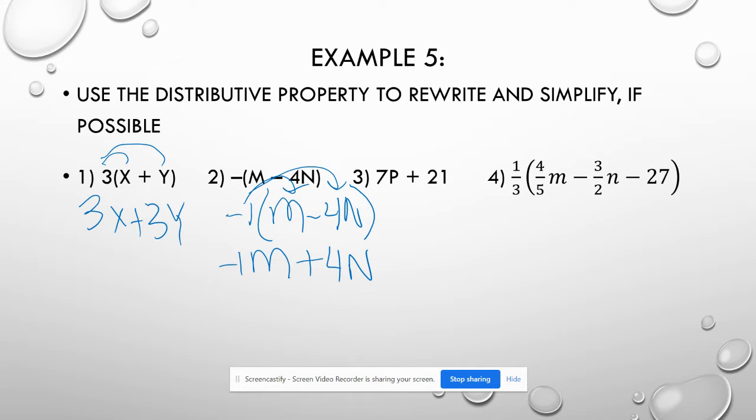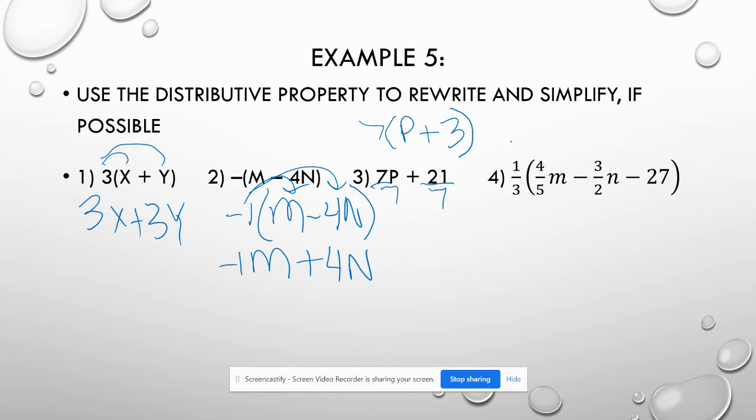For number 3, we don't have any distributing to do. However, 7 and 21 do have a common factor. Remember, common factors are values that we can divide both of them evenly by. And so I can divide both of those expressions by 7. So that reduces that to p plus 3.